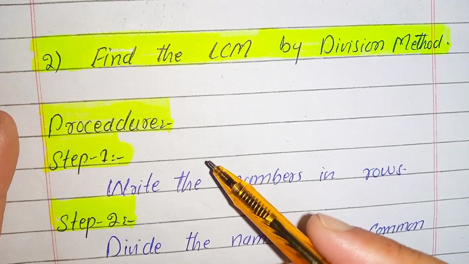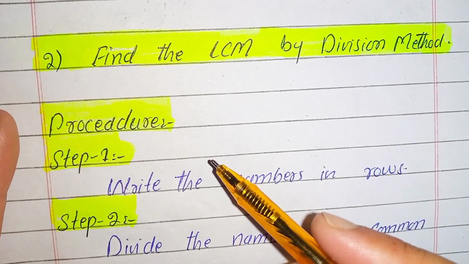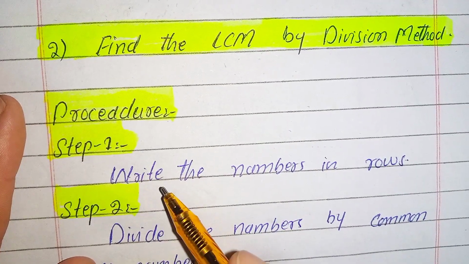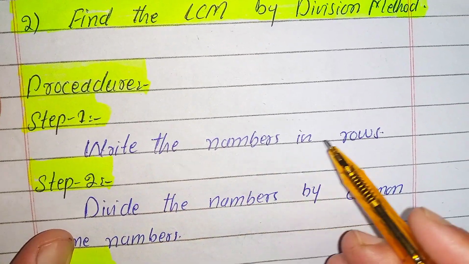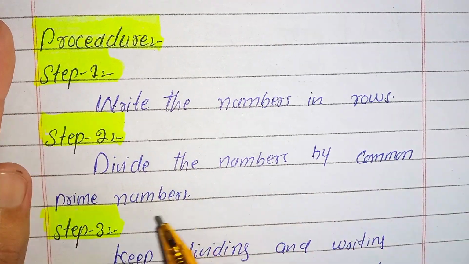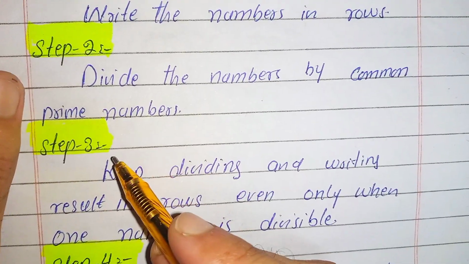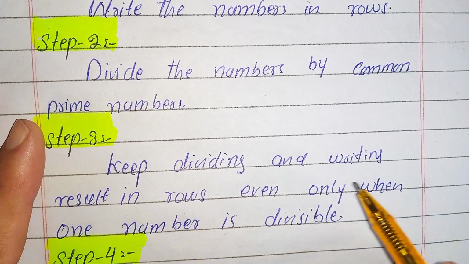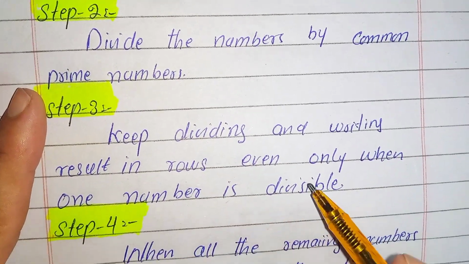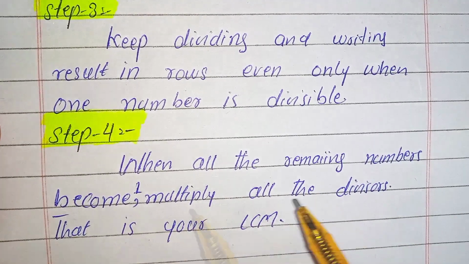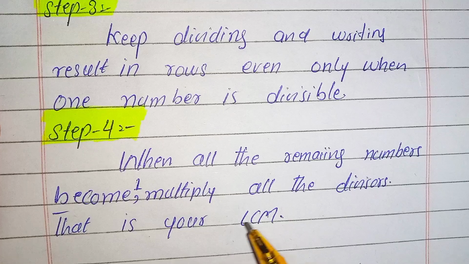Now dear viewer, I am going to teach you the method to find the LCM by the division method. This procedure also contains some steps. First of all, we have to write the numbers in rows. In the second step, we have to divide these numbers by common prime numbers. In step 3, we have to keep dividing and writing the results in rows, even when only one number is divisible. And in step 4, when all the remaining numbers become 1, multiply all the divisors, and that is your LCM.